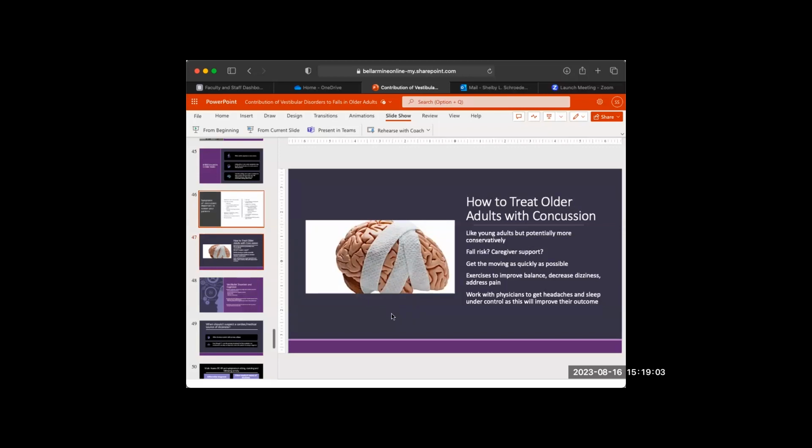So how do we treat older adults with concussion? Well, we treat them like we treat younger adults, but potentially more conservatively. And we're looking at, are they at risk for falls? Do they need more support from a caregiver? We want to get them moving as quickly as we can to reduce that non-use. We want to do exercises to improve balance, decrease dizziness, and address any pain that they're having. Want to work with their doctors to get their headaches and sleep under control, as this improves their outcome.